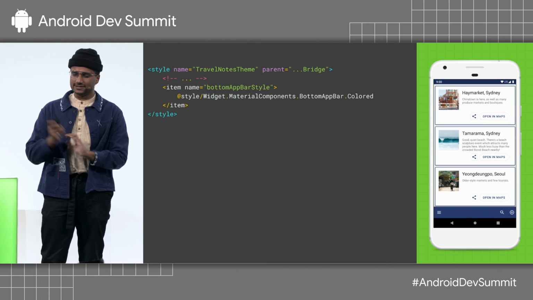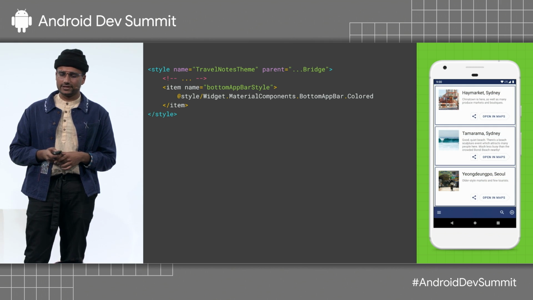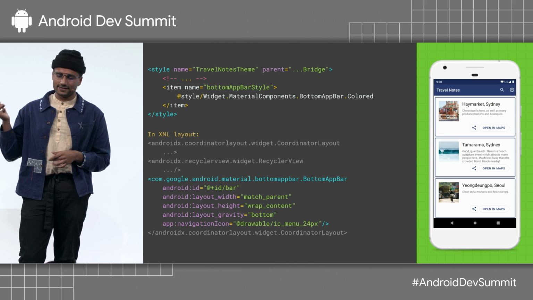You can also switch over to the bottom app bar. So for this, you'd have to set the bottom app bar style in your theme, and then remove the top app bar from your XML layout and add this bottom app bar here.